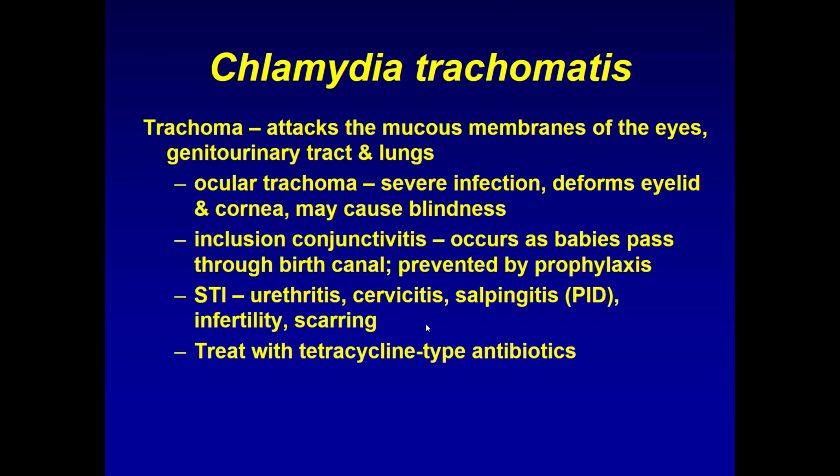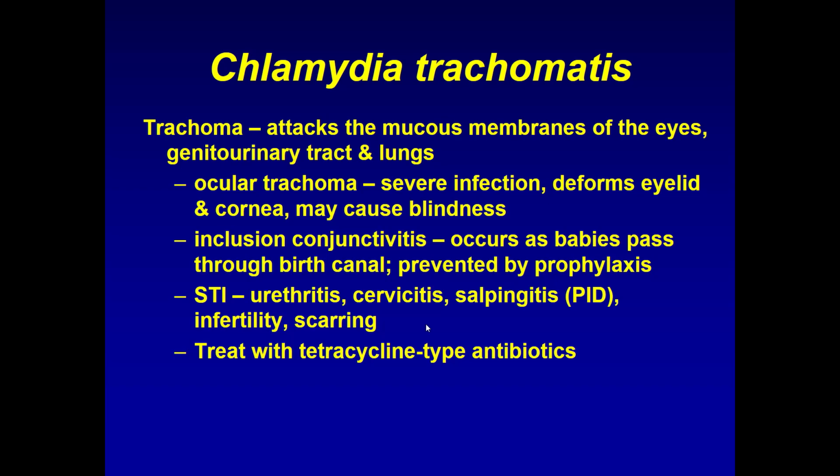And so it causes a disease called trachoma. It attacks the mucous membranes of the eyes, the genitourinary tract, and the lungs. So if you get ocular trachoma, it is a severe infection that deforms your eyelid and cornea and therefore can cause blindness. You also can get what's called inclusion conjunctivitis. So as babies pass through the birth canal, it's a congenital form of chlamydia. As a sexually transmitted infection, of course, chlamydia can cause urethritis, cervicitis, salpingitis.